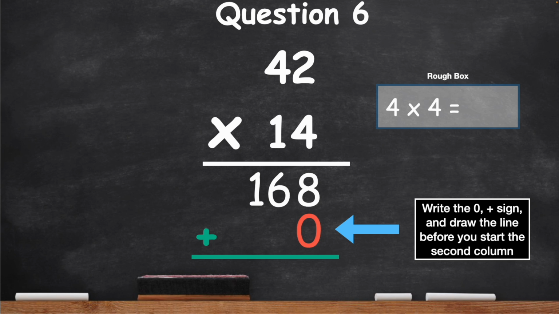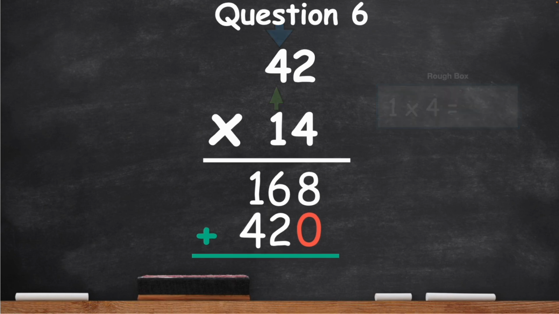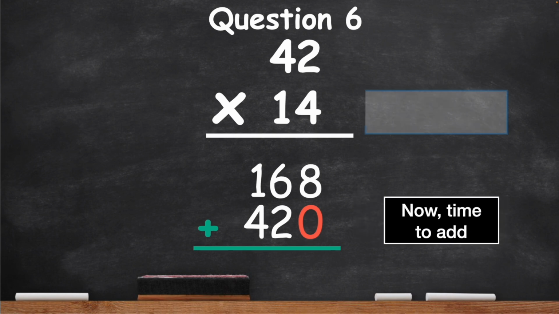Now that we have that settled, we're going to begin with the 1. So remember, we're doing 1 times 2, then 1 times 4. 1 times 2, we're going to write down the rough box. 1 times 2 equals 2. We're going to write that underneath the 6 in the tens column in the second row. Now we're going to do 1 times 4. So we're going to write that in the rough box. 1 times 4 equals 4. Now we're going to move the 4 down to the answer section in the second row in the hundreds column. Now again, we're going to add up these numbers. So we're first going to add up the ones column, then the tens column, then the hundreds column.